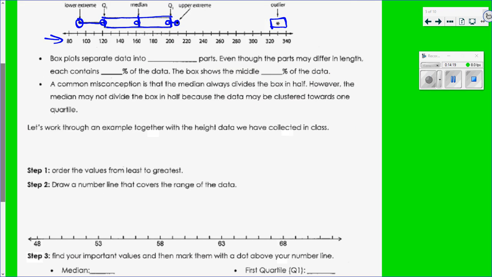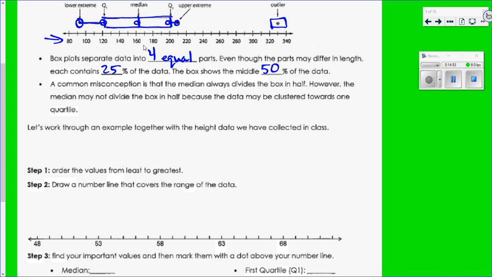Okay, so box plots separate data into, how many parts did we just show you? 4. What is key about those 4 parts? They are all equal. So it separates the data into 4 equal parts. Even though the parts may differ in length, and that's a key concept, each one of them contains 25% of the data. The box shows, what percent did we say? 50, because that's my interquartile range, right? So 50% of the data is right inside of the box.